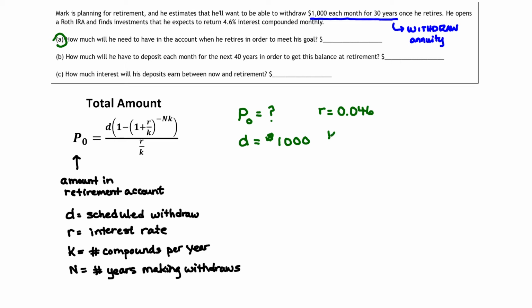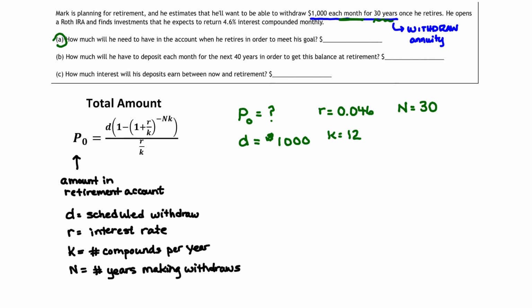K, our number of compounds per year, is also our number of withdrawals per year. And we are withdrawing $1,000 each month. So that means there's going to be 12 withdrawals a year, so K is 12. If we were withdrawing each quarter, then K would be 4. And finally, N. N is our number of years that we'll be making those withdrawals. And the problem says that Mark wants to withdraw $1,000 each month for 30 years. And so 30 is our number N.